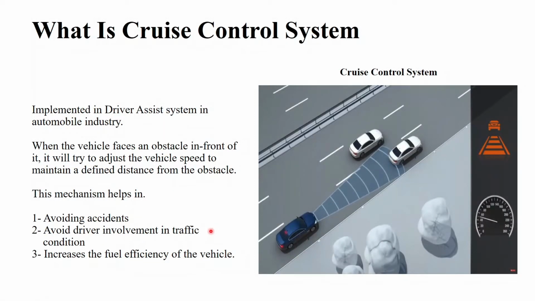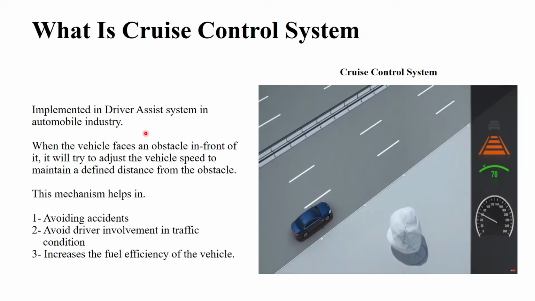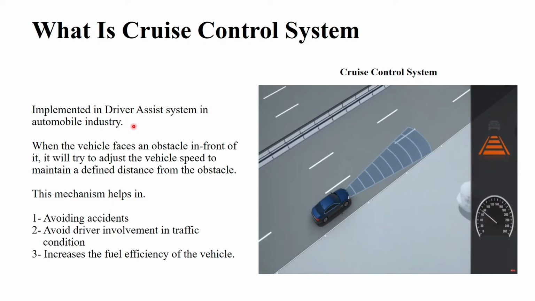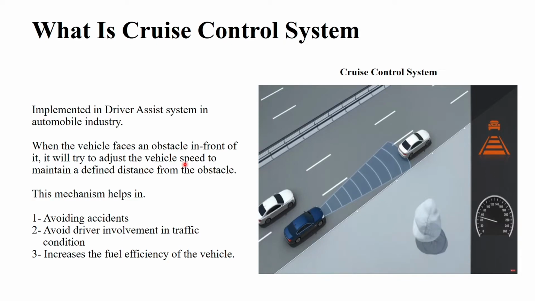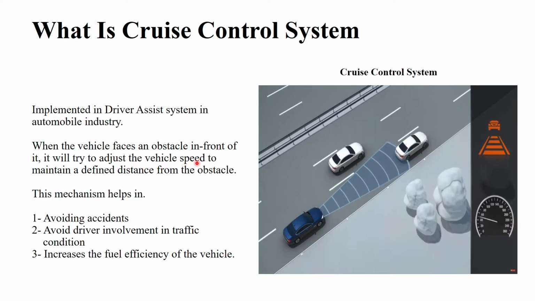Now the question comes, what is a cruise control and how does it work? Usually cruise control is implemented in vehicles. In today's automobiles, we usually see this feature. It is implemented in the driver assistance part of the car. Usually it is implemented in all four wheelers nowadays. The concept works like this: when the vehicle faces an obstacle in front of it, it will try to adjust its speed and try to maintain a defined distance from the obstacle.